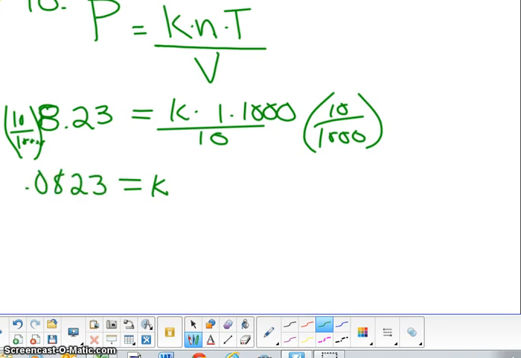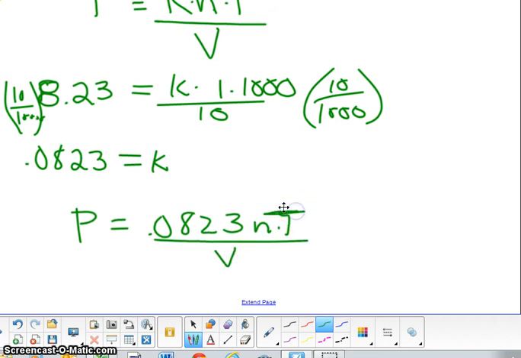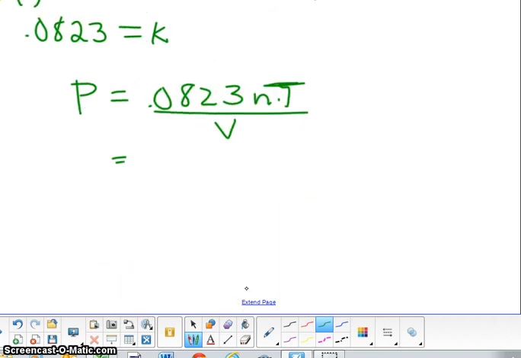Okay, so now we're going to use that in our equation of variation. P equals 0.0823 N T all over V. Okay, now let's make our predictions. What is the pressure of 1 mole? So that's the N, at 500 K, which is the temperature.